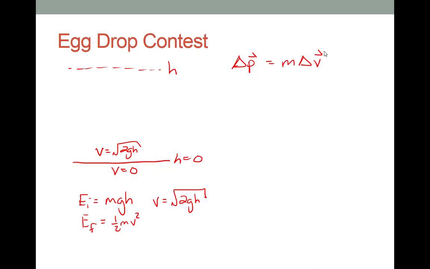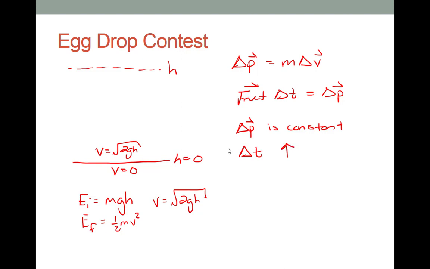But I want the egg again to survive. I want it to have as small a force on it as possible. So now I come over to this combination. Net force times time has to equal my change in momentum. Well, if the change in momentum is constant based on how high I'm dropping that egg from, then I want to increase the amount of time it takes for the egg to come to a stop such that the net force on the egg is decreased.